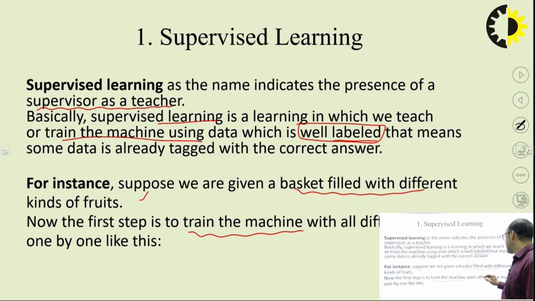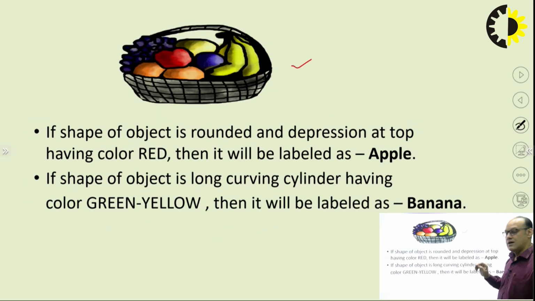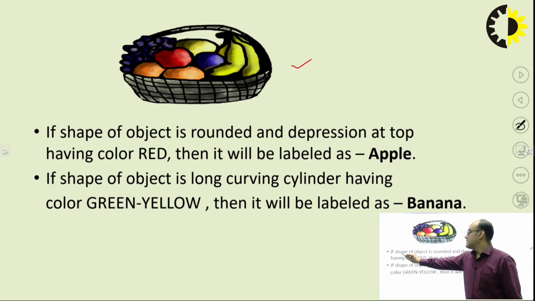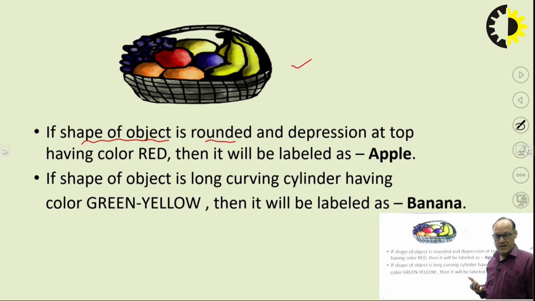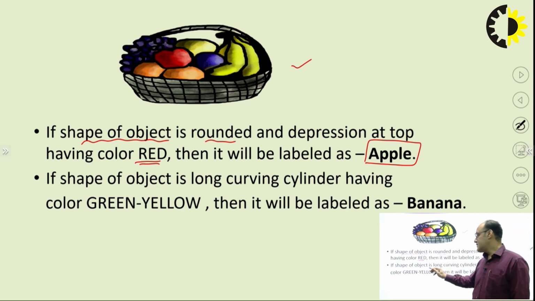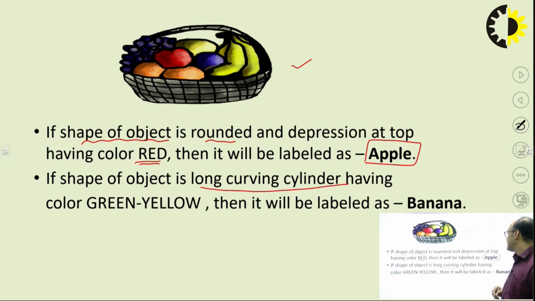So training the machine means I will train a machine by using the size, color, and shape of that fruit, and the machine will recognize it. Okay, so I will just train the machine. For example, a fruit is given. After that training, if the shape of the object is round with a depression at the top and the color is red, then this machine will predict and give that fruit the label apple, right? Secondly, if the shape of that object is long, curving, slender, with a color green or yellow, then it will predict it as banana, right?